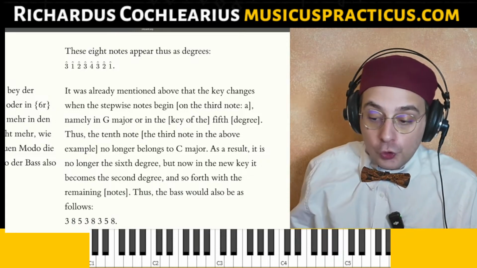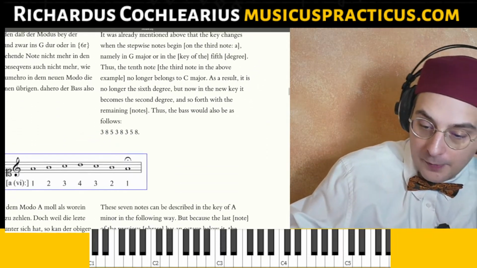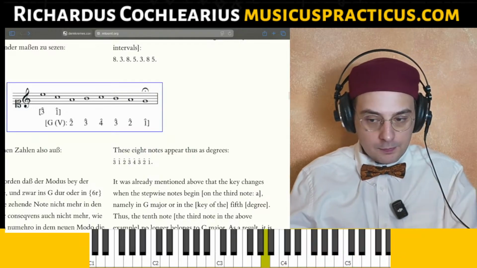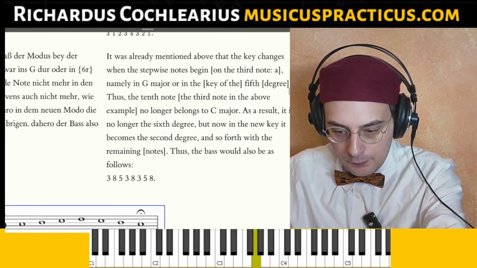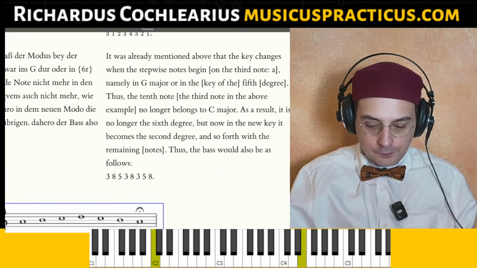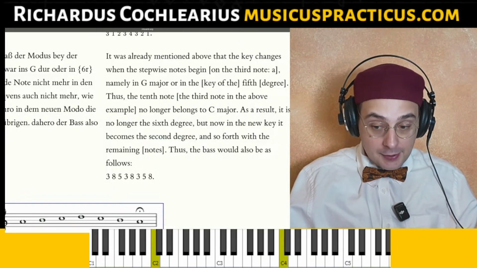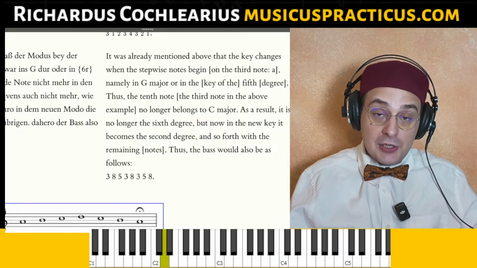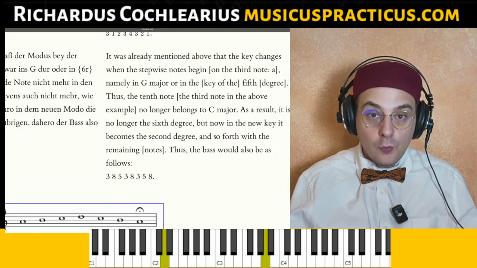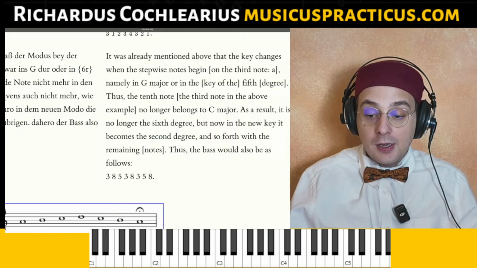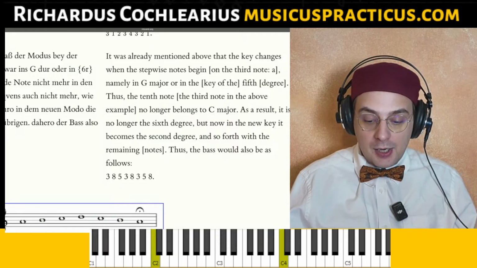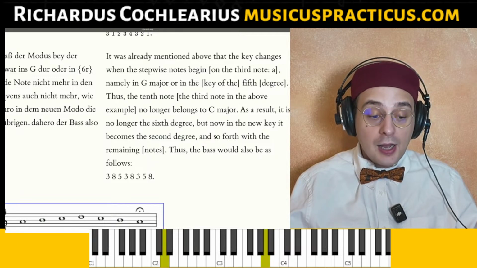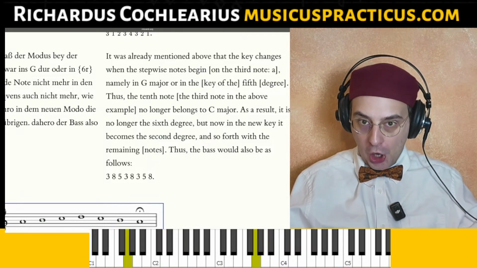Thus, the bass would also be as follows. So we have third, 8, fifth, because this belongs to G major, so it's the 5th degree with a 5th interval. 3, 8, 3, 5, 8.